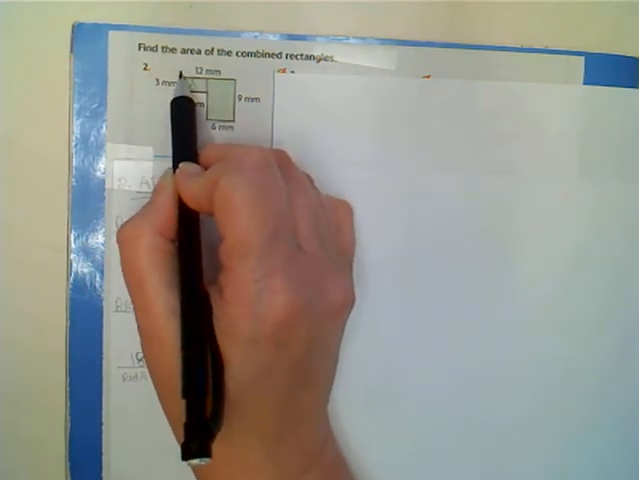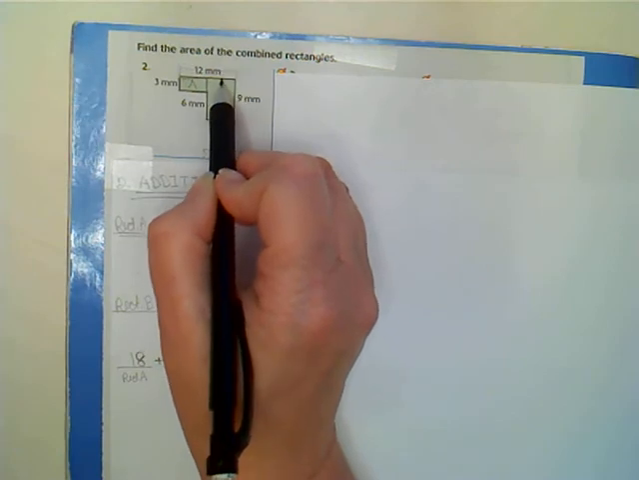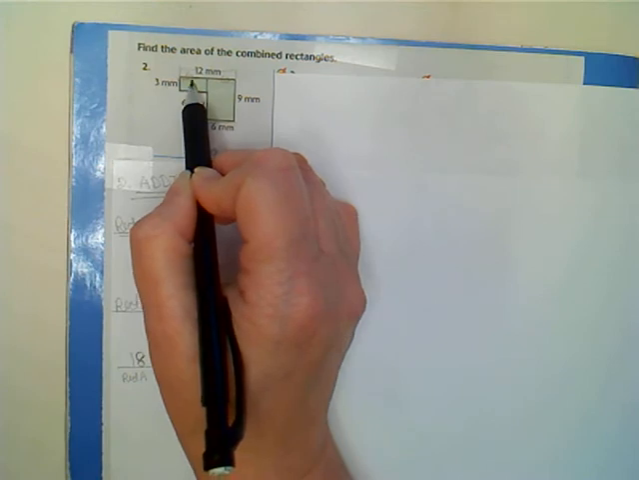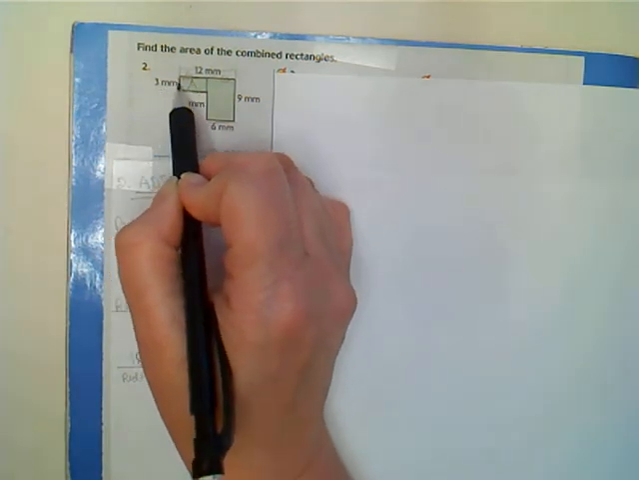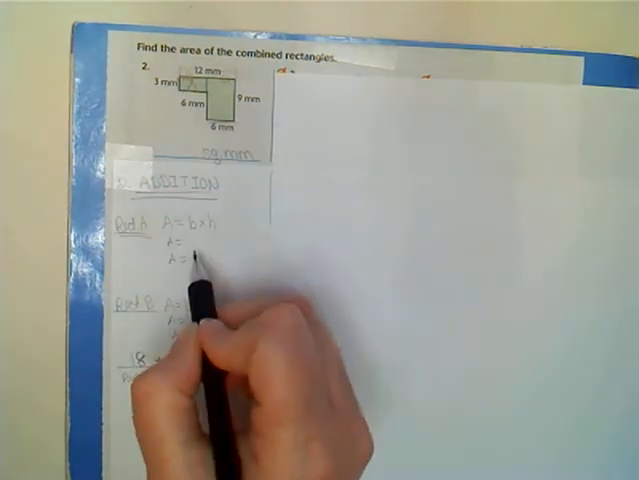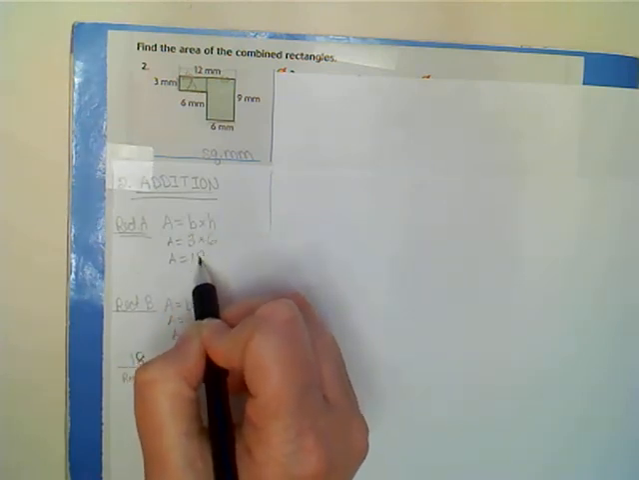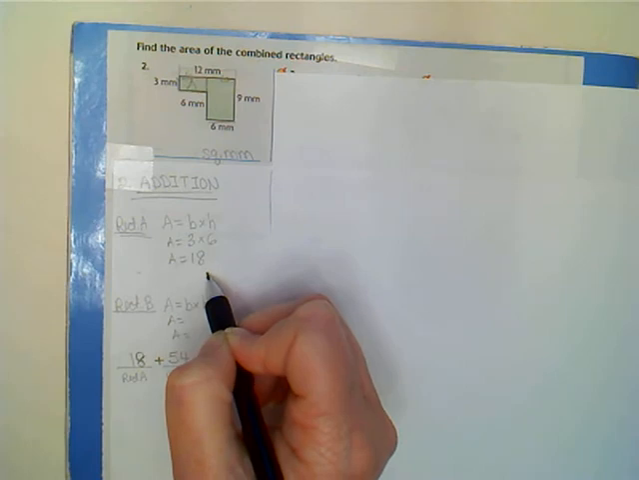Well, this whole thing is 12 millimeters. That's 6, so this must be 6 also. So to find the area for rectangle A, I would do 3 times 6, right? The base is 3, the height is 6, the area for rectangle A is 18.